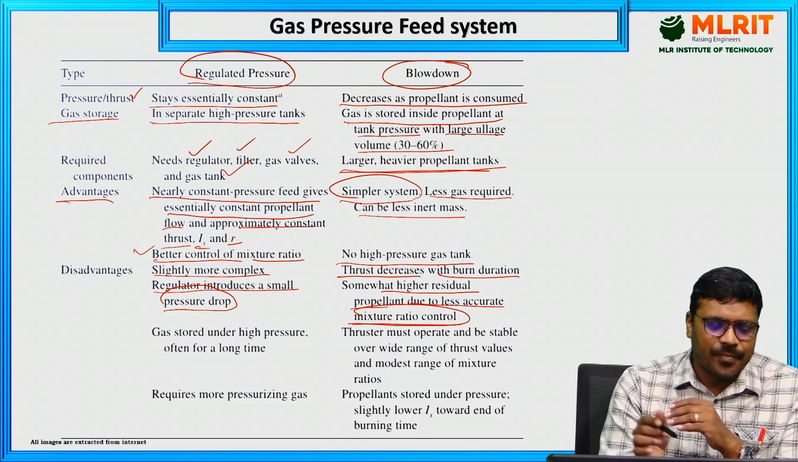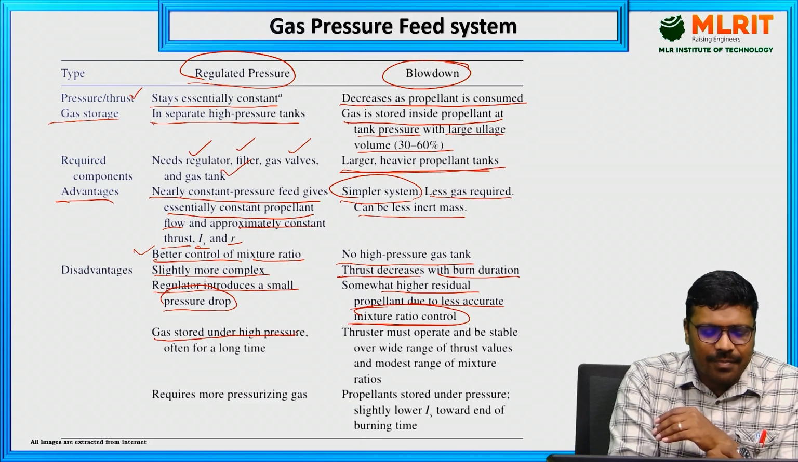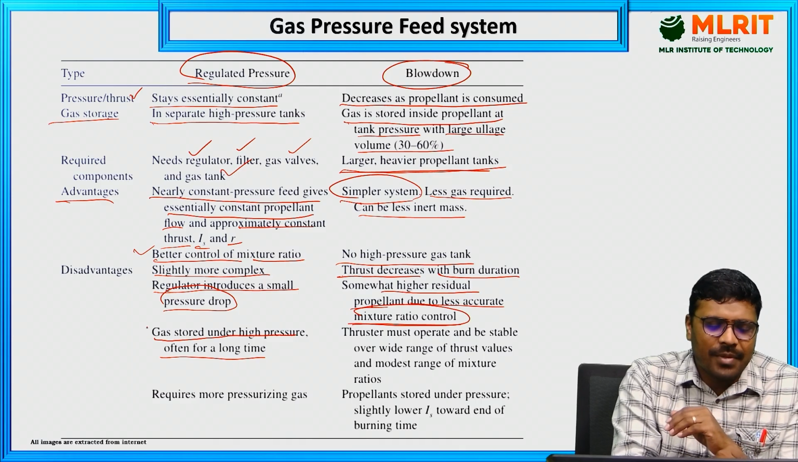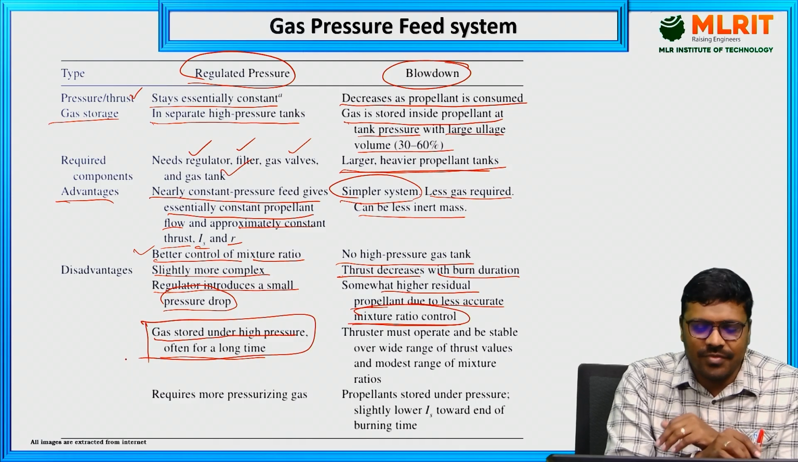The mixture ratio also cannot be controlled well in the blowdown because there is no regulation in the pressure. Next, gases are stored under high pressure, often for a long time. So we have to maintain a high pressure gas chamber for a long time. This is one more disadvantage.